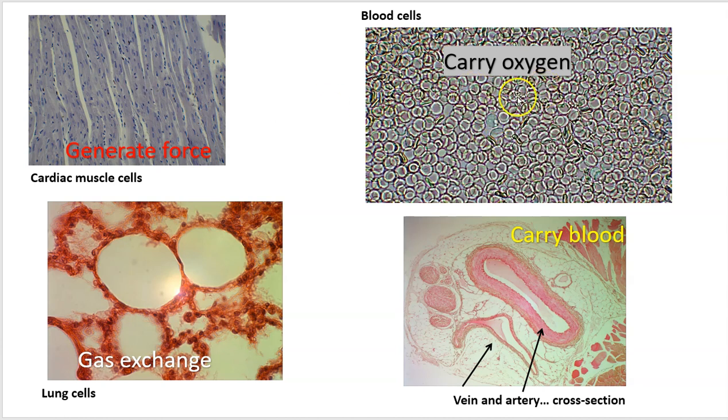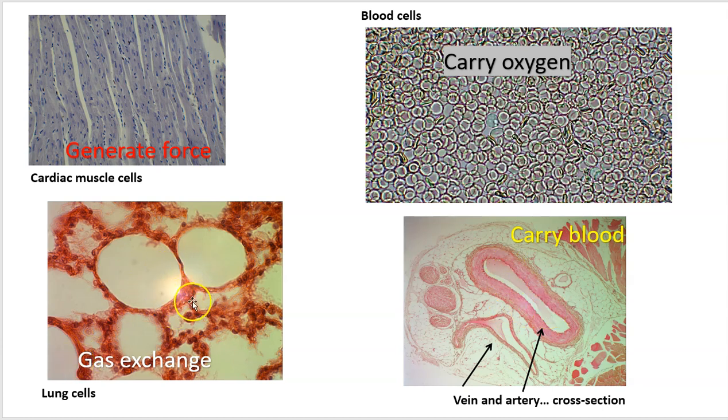Blood cells, their function is to carry oxygen. These little disc-shaped structures are the red blood cells. By the way, there's a white blood cell there, another one there. Of course, arteries and veins are hollow tubes. This will be a cross-section through an artery, and here we see the wall of the vein. So their structure, the hollow tube, is related to the function. Blood is going to travel through these tubes.